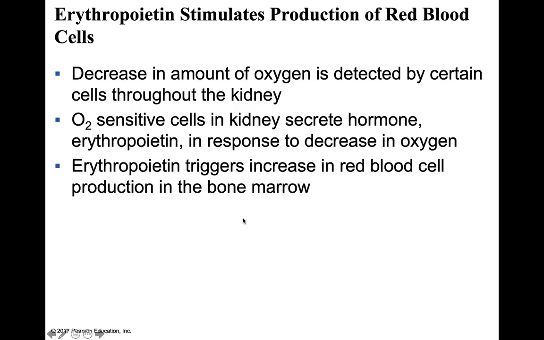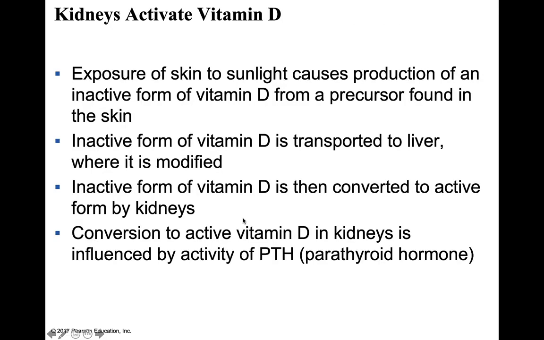If there is a decrease in the amount of oxygen that's detected by certain cells within the kidney, those cells will be responsible for releasing the hormone erythropoietin, or EPO, in response to the decrease in oxygen. And this hormone will trigger an increase in red blood cell production in the bone marrow. We talked about this previously when we did the endocrine system, and some of you, when you did your short paper, looked at blood doping, and this is one of the agents that's very commonly used as a performance enhancing drug.